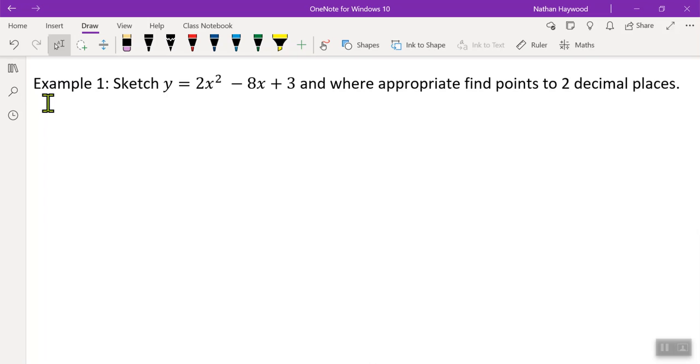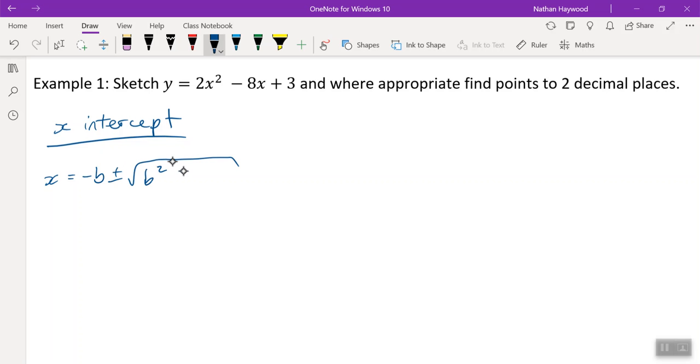So let's do an example, a specific case. Let's do what it said in the steps. The X-intercepts. So we're finding the X-intercepts. We can either factorize, complete the square, or use the quadratic formula. I'm feeling lazy. I'm just going to use the quadratic formula. X equals negative b plus or minus square root b squared minus 4ac all over 2a.